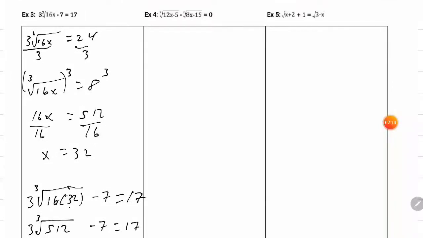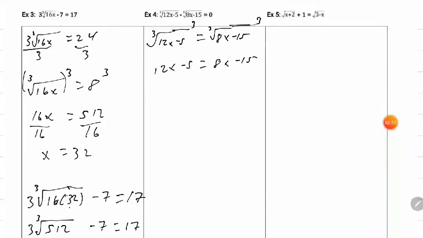Oh, look at that. Cube root of 12x minus 5 minus cube root of 8x minus 15. Luckily, they're both cube roots, so I'm going to move one of them over the other side. So cube root of 12x minus 5, moving the other one over. So I'm adding a cube root of 8x minus 15. Pretty big there. Okay, and then to get rid of the cube root, I'm going to cube both sides, so that's why it's lucky. So they both cancel out, and I'm left with 12x minus 5 equals 8x minus 15.